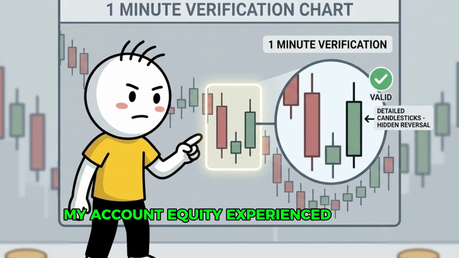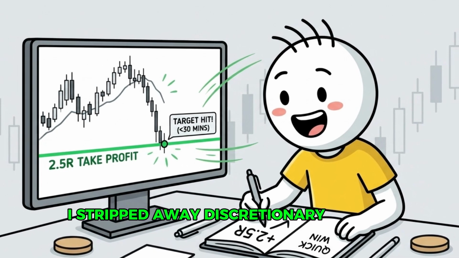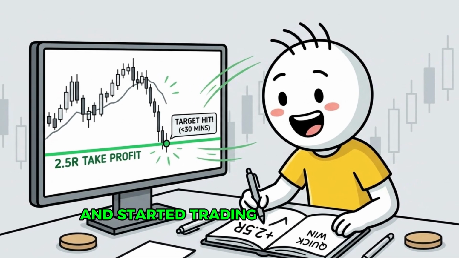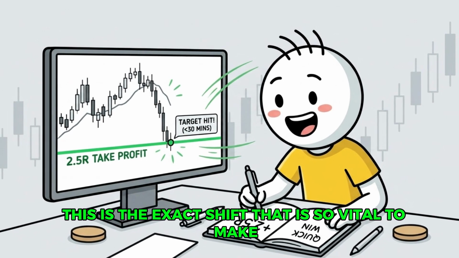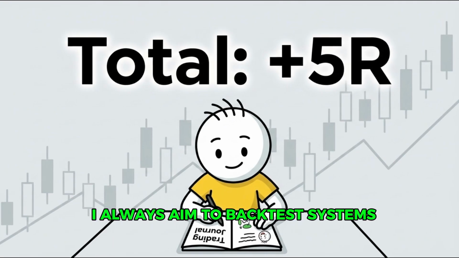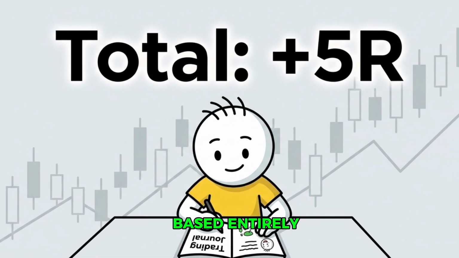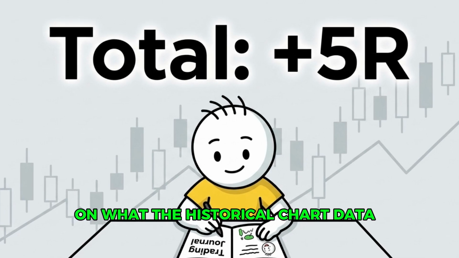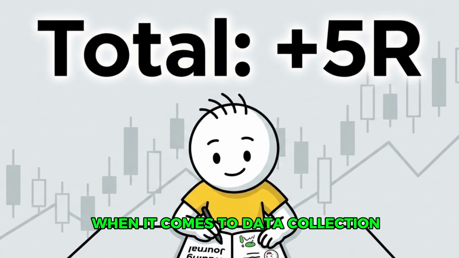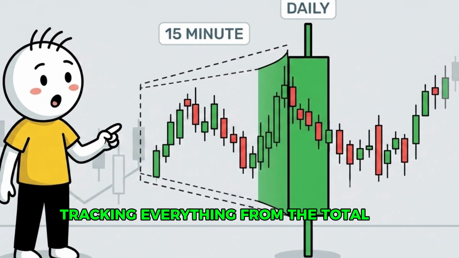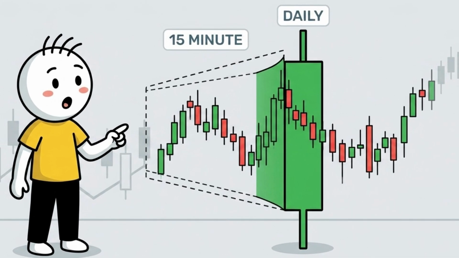My account equity experienced its most explosive growth the exact moment I stripped away discretionary decision-making and started trading strictly by the numbers. This is the exact shift that is so vital to make. I always aim to backtest systems thoroughly and build concrete, rigid rules based entirely on what the historical chart data is telling me. I am incredibly meticulous when it comes to data collection, tracking everything from the total risk to reward captured down to the exact minute of entry.